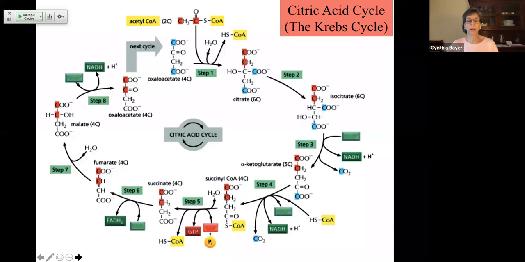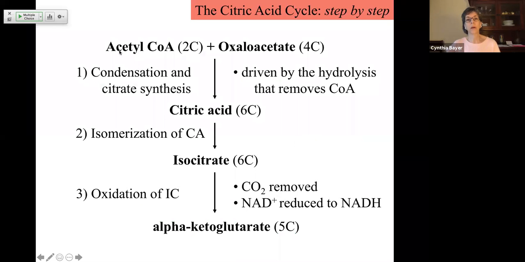So let's start with step 1, the combination of acetyl-CoA. And again, let's follow the carbons to keep track of what's happening, and then look at each step. What is the biochemical process that's occurring? So acetyl-CoA will combine with our 4-carbon oxaloacetate. This condensation step produces citric acid, a 6-carbon molecule. That condensation was driven by hydrolysis that removed coenzyme A, right?